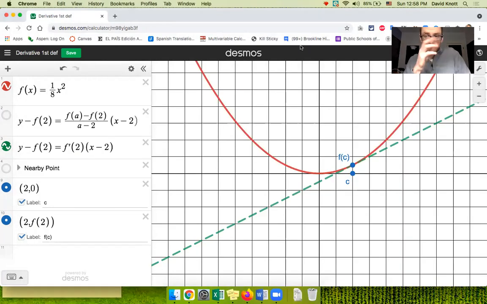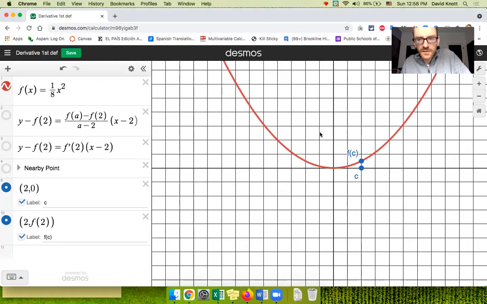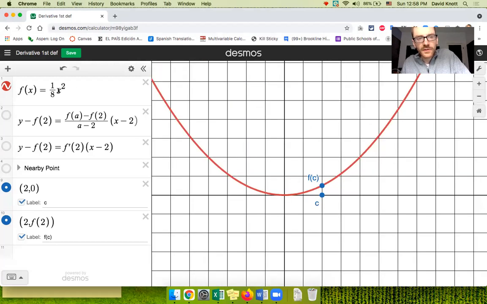Here I have Desmos, and I wrote this little app basically to draw a nice picture for you. Here's what I have. So first of all, I have some function. It happens to be 1/8 x squared, although it doesn't really matter exactly what the function is. It's just some parabola. Here it is. And then I've got some point, which I'm calling c. I think it happens to be 2 in the picture, but it doesn't really matter what it is. Let's just call it c. And then, of course, the value of the function at that point would be f of c, right? So this is a graph of f.